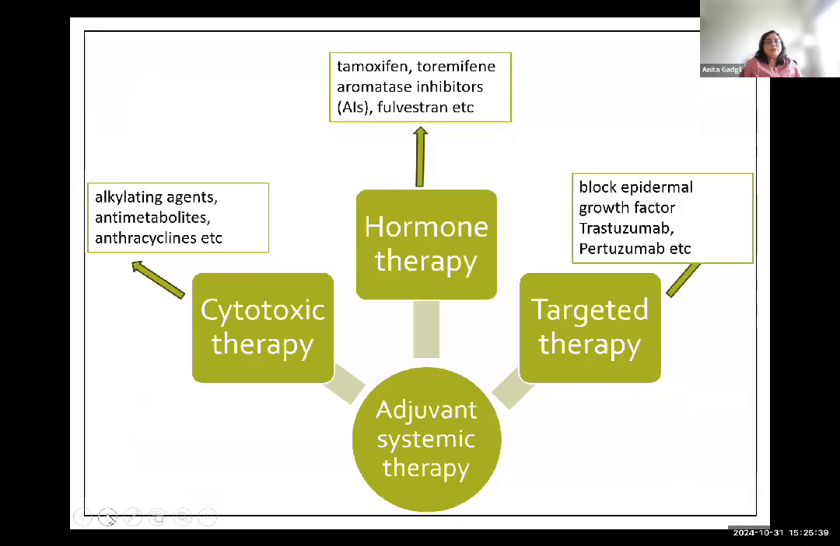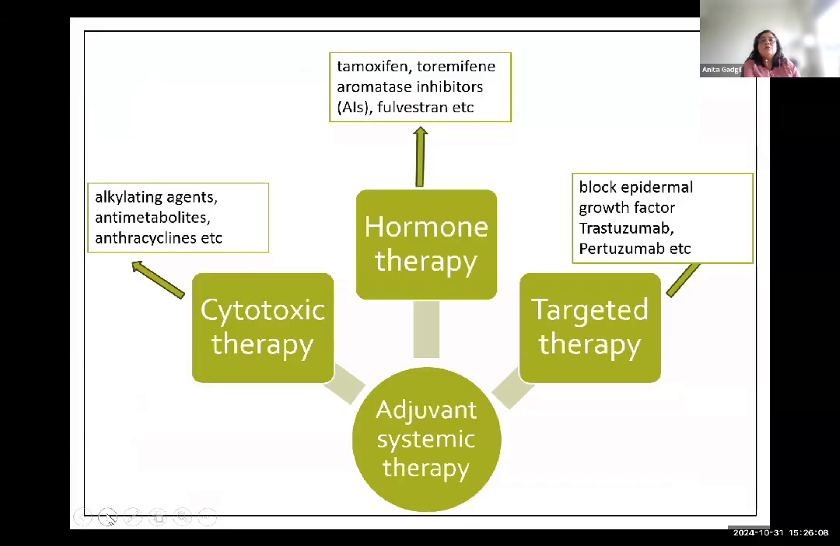So systemic therapy, as you can see, it can be cytotoxic therapy, or what we call chemotherapy, with alkylating agents, antimetabolites, and I don't go into the details of it, it's on the slide. Second could be hormone therapy, which is if the tumor is estrogen or progesterone receptor positive, then you can give tamoxifen, you can give aromatase inhibitors, you can give fulvestrant, and so on and so forth.